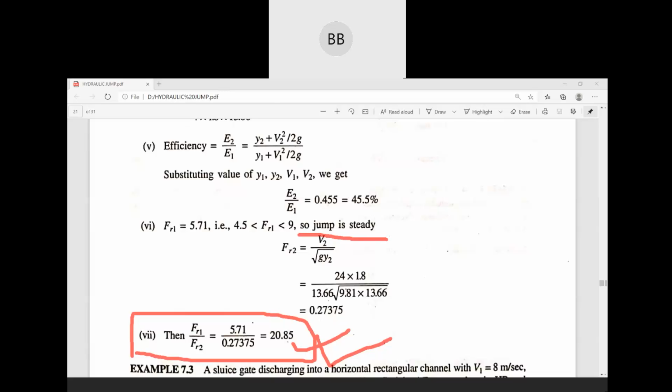We'll do one thing. We end this meeting here, and next class we solve another numerical similar to this, and then we move on to our last unit. This unit is almost completed. As we have lots of time, we solve one more numerical related to hydraulic jump, and then we move on to our last unit.